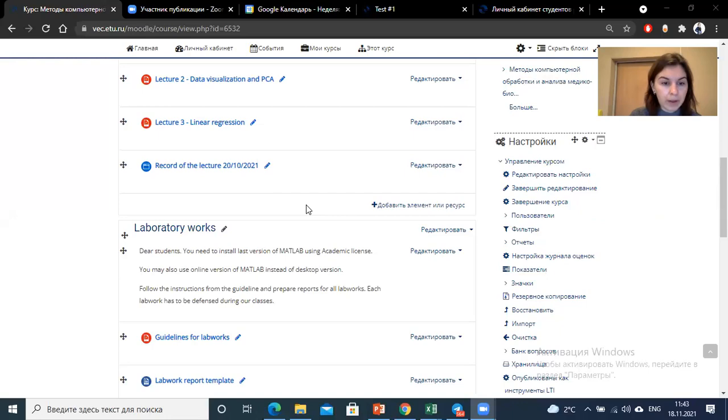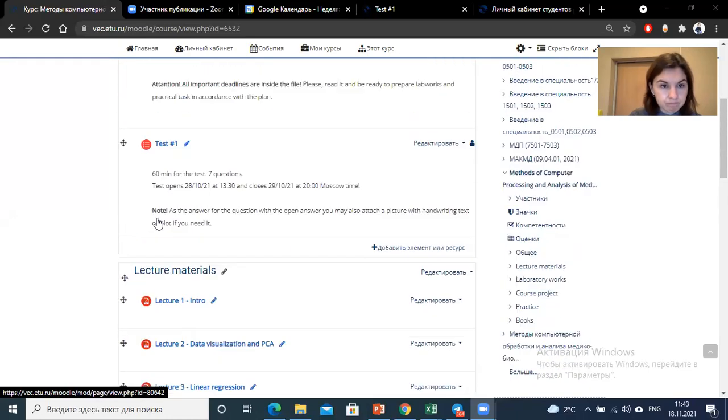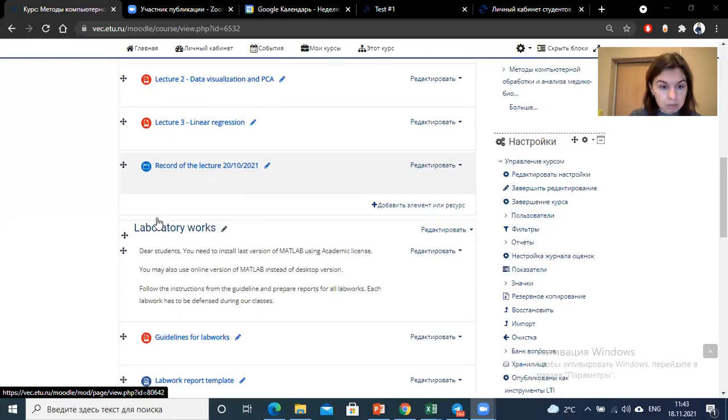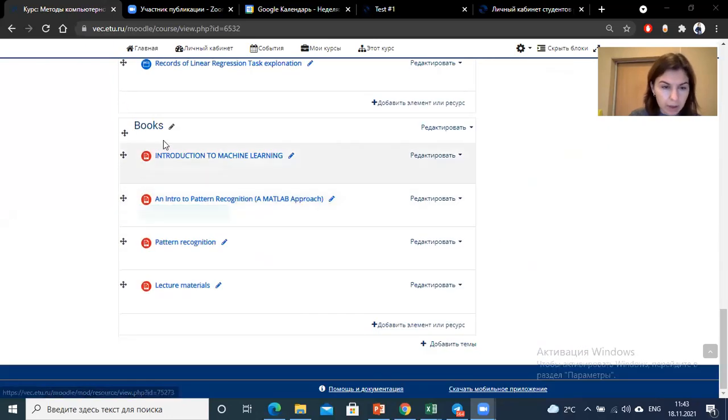So in the Moodle, you may find the lecture book. At the end of the Moodle platform, there will be a lecture materials file. It's a PDF file with the materials from the lecture, actually, and it's better to read a little bit of information from this PDF book.